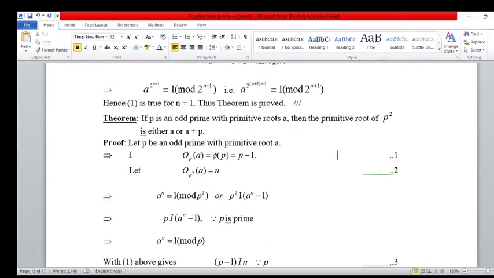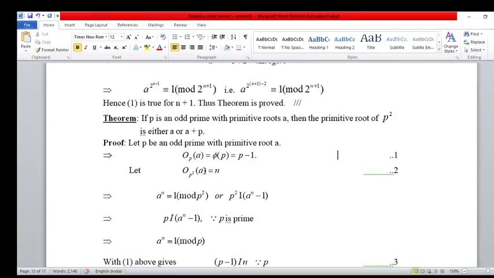Proof: let p be an odd prime with primitive root a, and by definition of primitive root, the order of a mod p is equal to phi(p), and this phi(p) is equal to p minus 1. This is equation number 1 by definition.